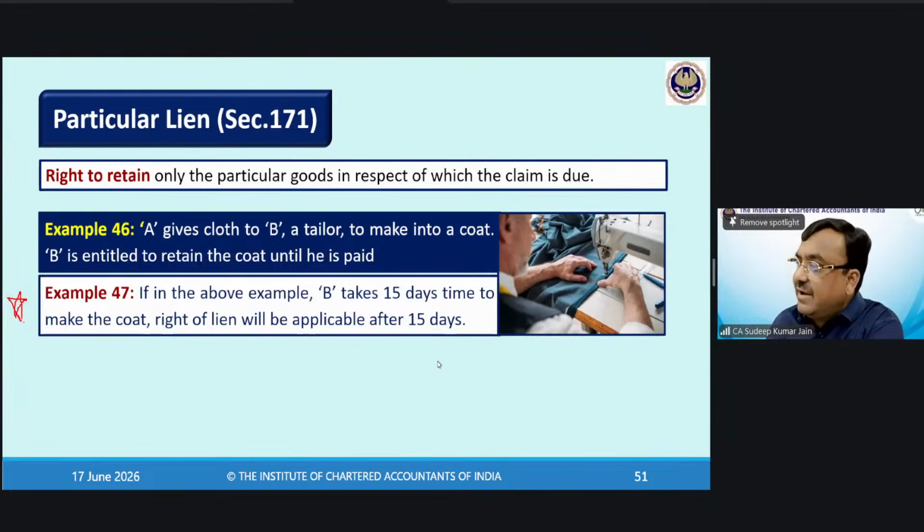एग्जाम्पल 45, Harshad has taken a loan of rupees 1 lakh, that is an unsecured loan. But he has taken a second loan, that is a secured loan for 3 lakhs, and for which he has given the jewelry as a security. Harshad paid the secured loan, but not the unsecured loan. Now bank has right to retain the jewelry for unsecured loan also.